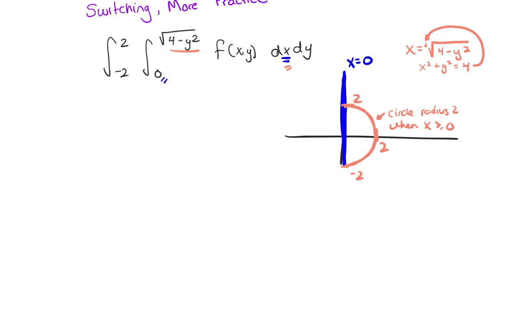Now let's check those y values. y is going to go from -2 to 2. So there's my constants on the y-axis. So I do get this entire half of the circle where x was positive.